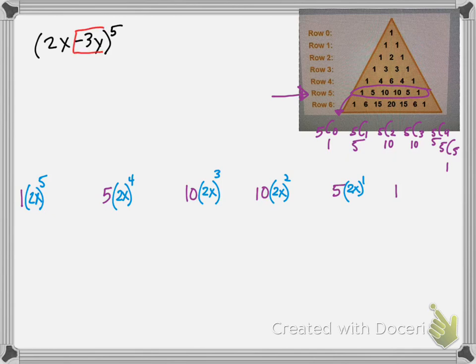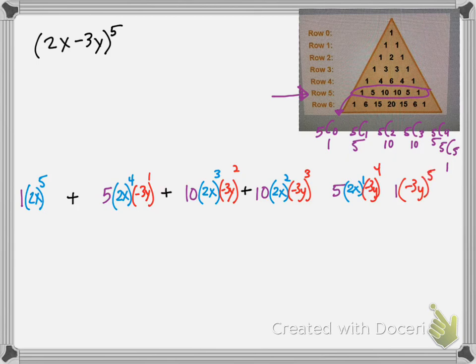Then we take this second term and we start on the left-hand side with raising it to the 0 power, and then we increase by 1. Again, anything to the 0 power is just 1, so I'm going to leave that first term blank. So this is negative 3y to the 1st, negative 3y to the 2nd, negative 3y to the 3rd, negative 3y to the 4th, negative 3y to the 5th. And then throw in some plus signs in between all of these terms.